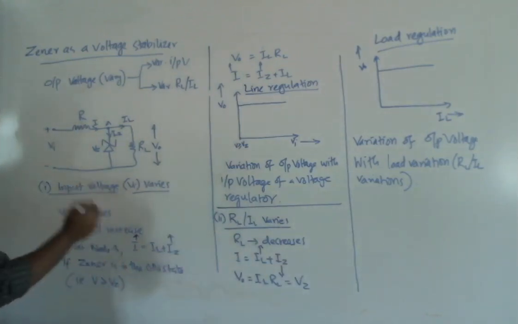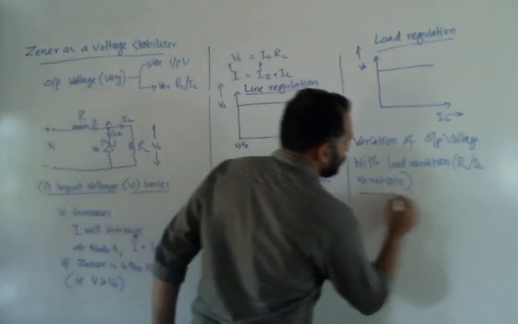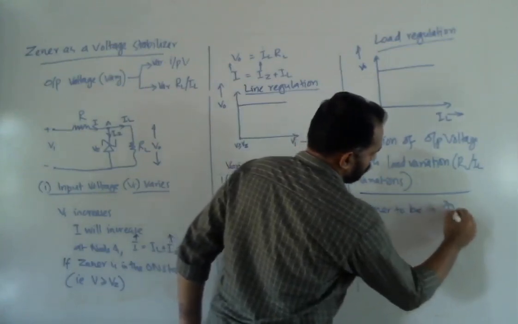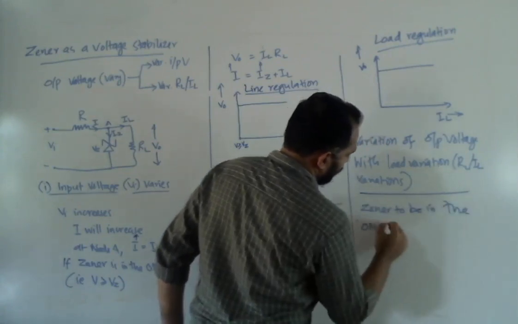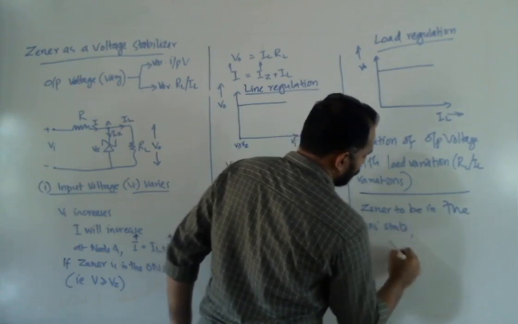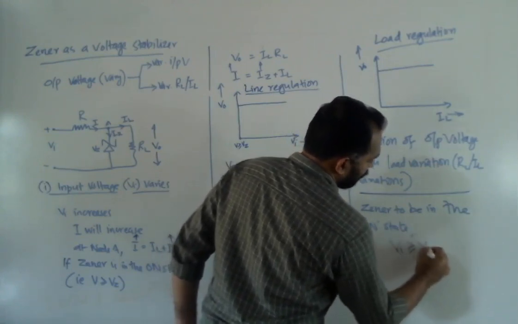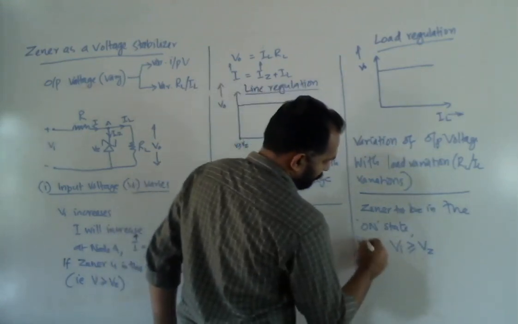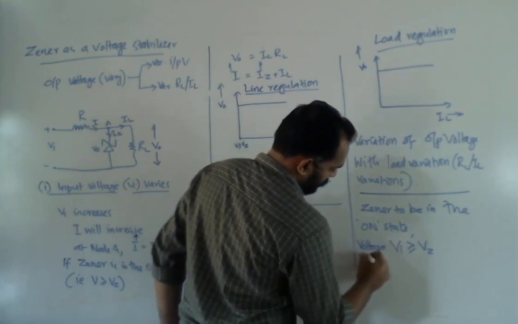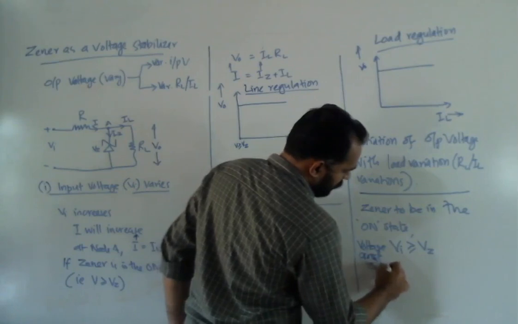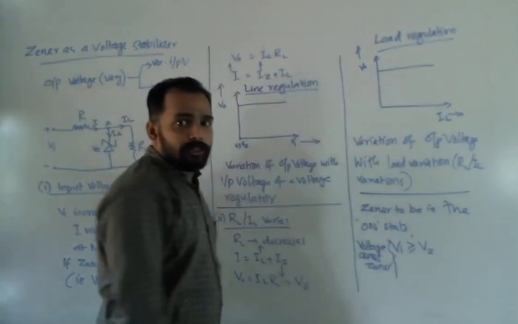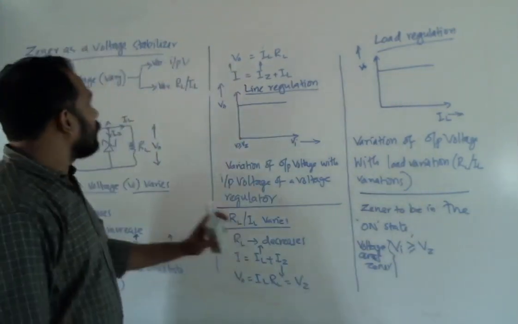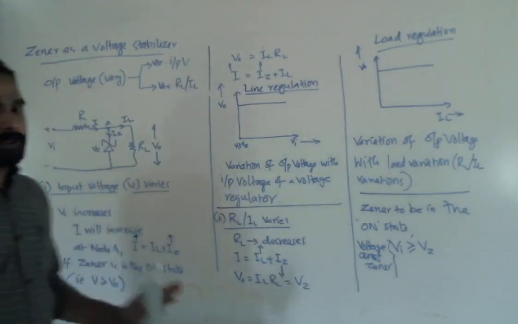So for that, the minimum condition for having the Zener in the on state is that input voltage Vin should be greater than or equal to Vz. Usually this Vin, meaning the voltage across the Zener, will be greater than the Zener voltage. So that's all about the Zener diode as a voltage stabilizer.